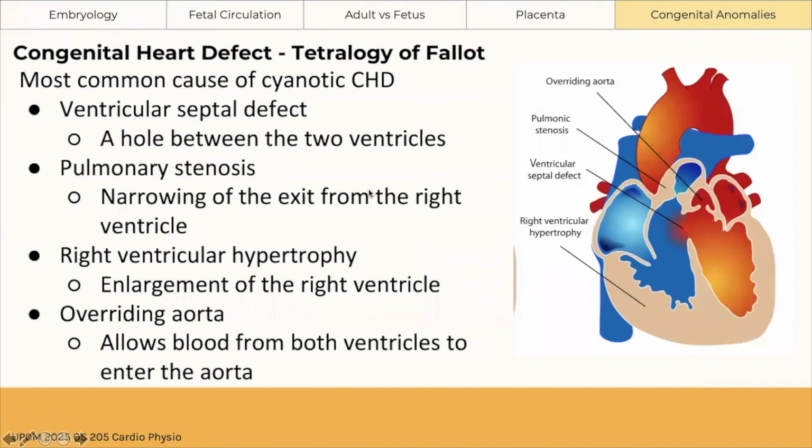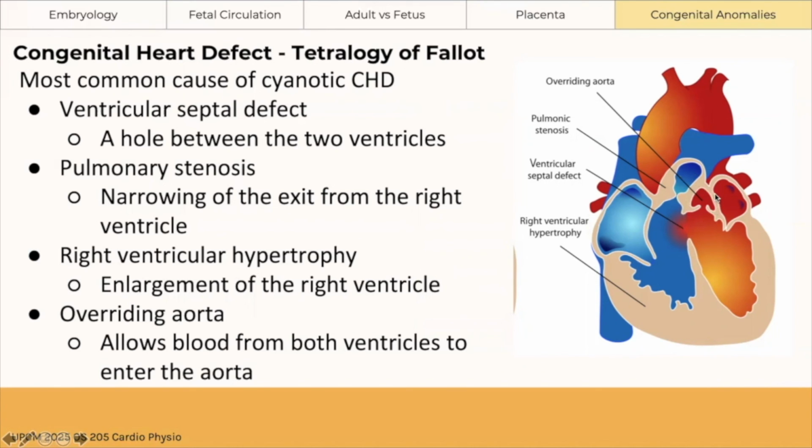So for tetralogy of Fallot, it's the most common cause of cyanotic congenital heart defects. So first, it's good to think of it first from the ventricle. So you have right ventricular hypertrophy, which is the enlargement of your right ventricle. And then going up, you have your ventricular septal defect, wherein there's a hole between your two ventricles.